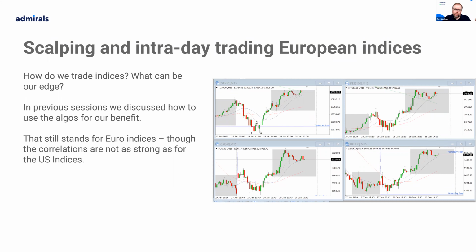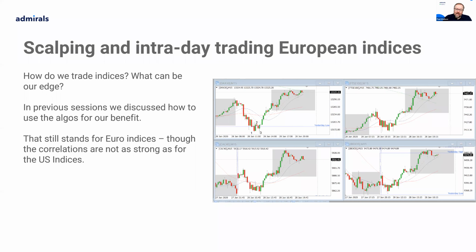We can actually use them when we see that correlation across those 4 main American indexes: the Dow, the S&P, the Nasdaq, the Russell. That gives us the warm fuzzy that algos are in control, and what we're going to do is not fight them, we're going to just try and surf with them.